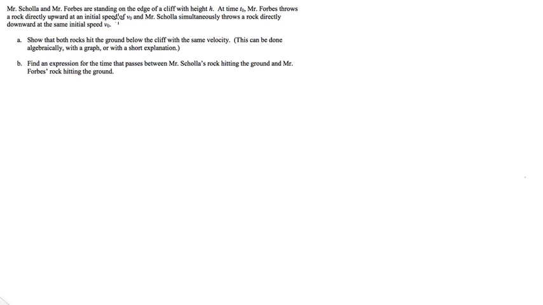So, at the edge of a cliff with height h, at a time t naught, Mr. Forbes throws a rock directly upward at a speed of v naught, and Mr. Scholl simultaneously throws a rock directly downward with the same initial speed, v naught. Here they are: Mr. Forbes throws his up, and Scholl throws his down. I want to show that both rocks hit the ground below the cliff with the same velocity.